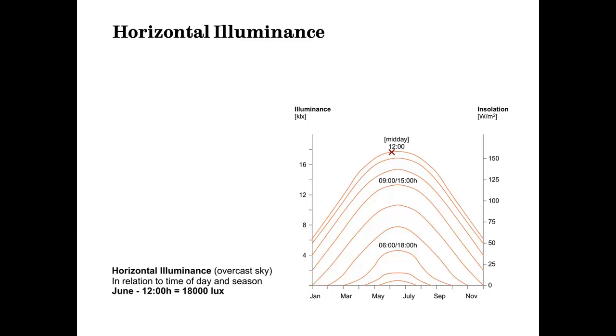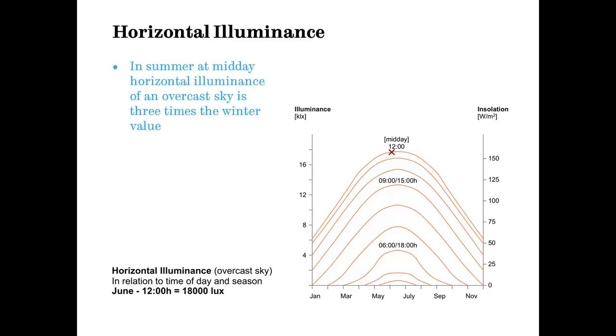And if we go to midday in summer, that level is up at about 18,000 lux. Now remember, that's for an overcast sky. That's not for full sunshine. That's for a condition when you can't see the sun because you have cloud cover. So it's 3 times the winter value.